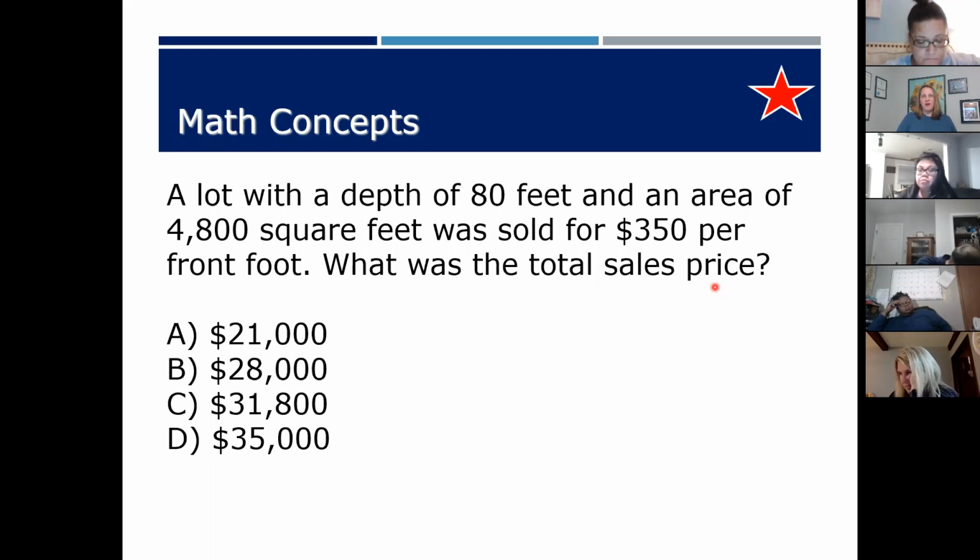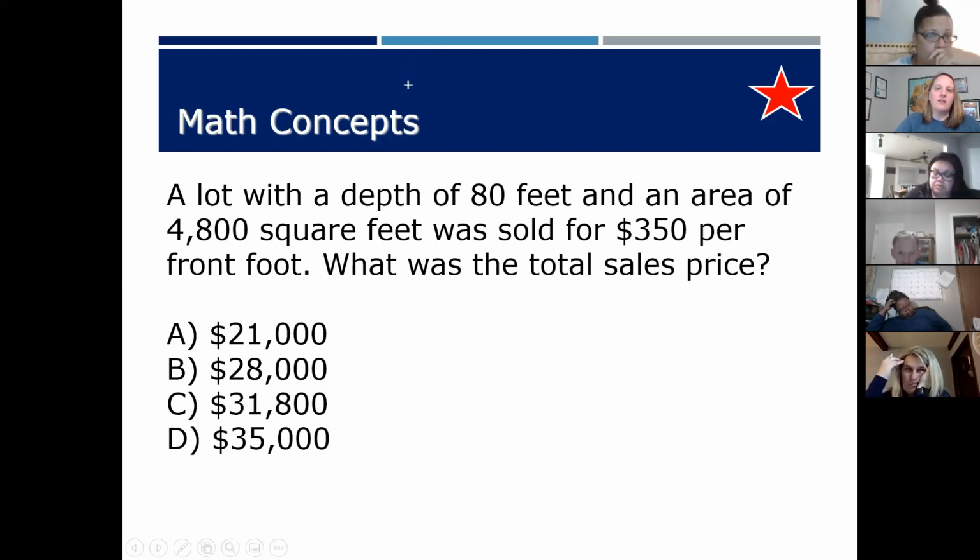All right, so we see a math problem. What do we do first? Just pick up your calculator and start messing with numbers? No, just read, just read, just read. A lot with a depth of 80 feet and an area of 4,800 square feet was sold for $350 per front foot. What was the total sales price?